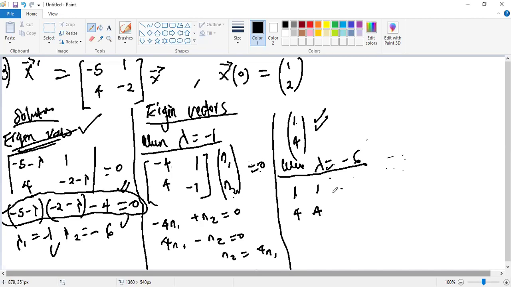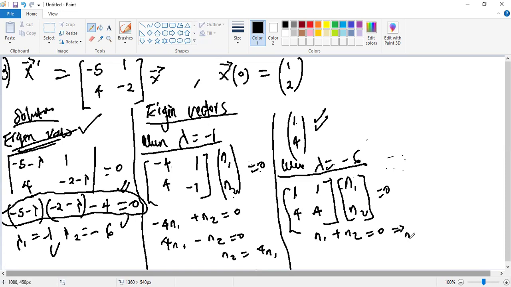For those people who did not attend, it will be tricky because I keep on forgetting to record. So we have the matrix 1, 1, 4, 4 times n1, n2, equal to 0. Now, this and this are just the same because this is n1 plus n2 is equal to 0. The other one is 4 n1 plus 4 n2. So this simply implies that n1 is equal to minus n2. So we can write our eigenvectors as 1, -1, or -1, 1.